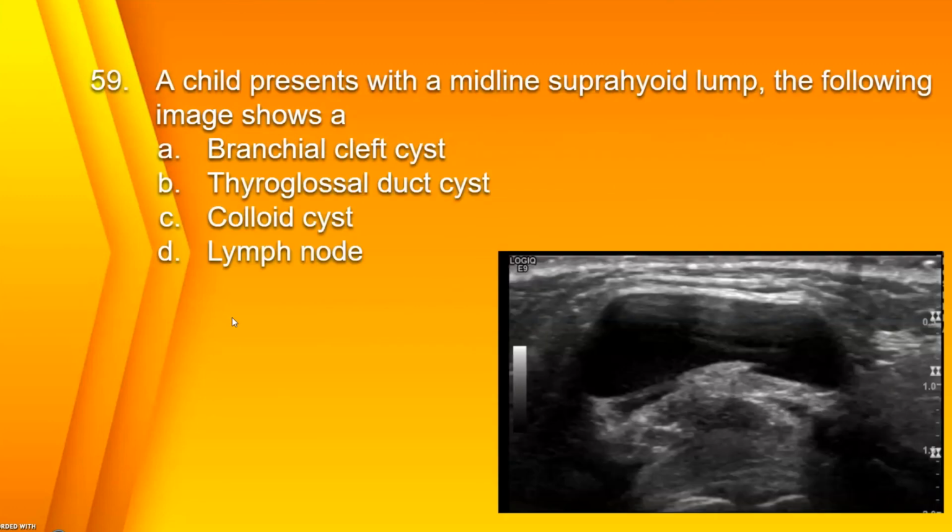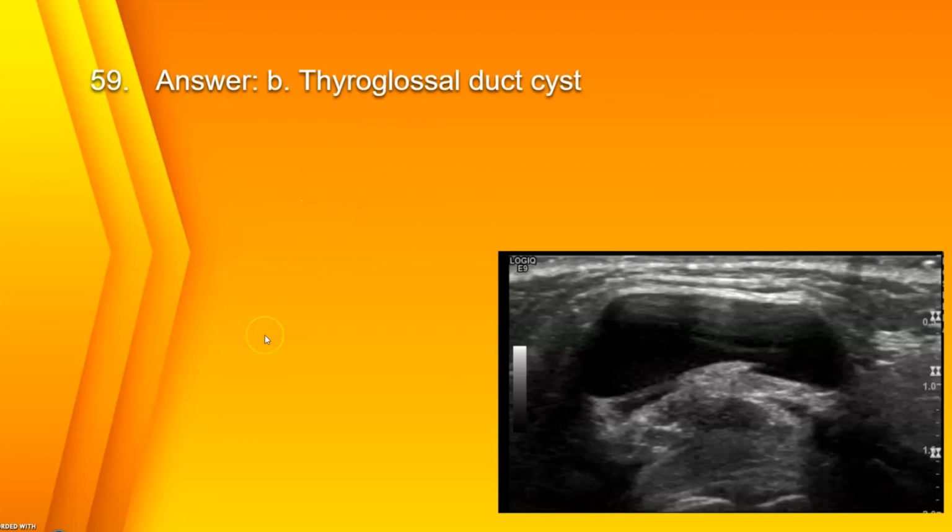Number 59. A child presents with a midline suprahyoid lump. The following image shows A. Branchial cleft cyst. B. Thyroglossal duct cyst. C. Colloid cyst. Or D. Lymph node. So it's obviously a cystic structure, so you can cross lymph node off the list. It's not a colloid cyst because colloid cysts are within the thyroid and they usually have echogenic foci within them. And branchial cleft cysts are usually lateral. So the answer is B. Thyroglossal duct cyst.